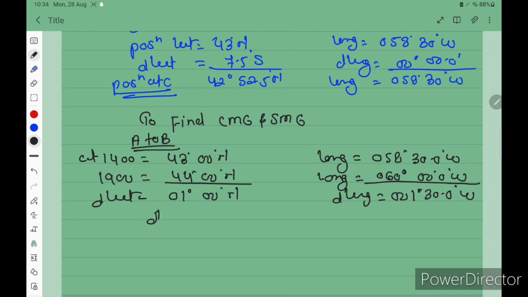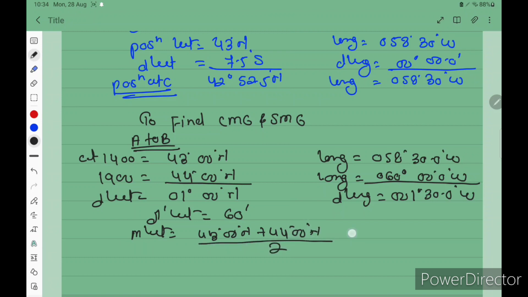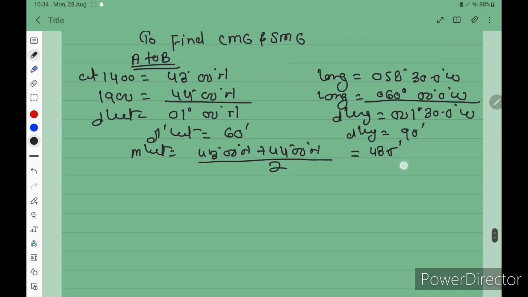Okay, D lat we multiply by 60 and we get 60 minutes. We have to calculate M latitude, so both latitudes 43 degrees 00 north plus 44 degrees 00 north, because the same name, and divide by 2, so we get 43.5. This D long we multiply by 60 and we get 90 minutes.